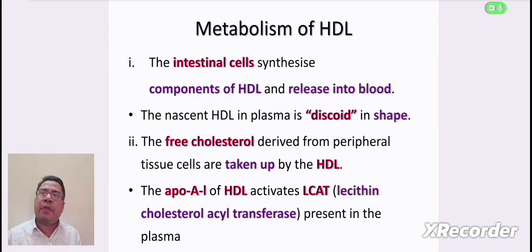Good morning everyone. Let us begin the topic. Metabolism of HDL. The intestinal cells synthesize components of HDL and release them into the blood. The nascent HDL in plasma is discoid in shape. The free cholesterol derived from the peripheral tissue cells is taken up by the HDL. The ApoA1 of HDL activates lecithin cholesterol acyl transferase present in the plasma.